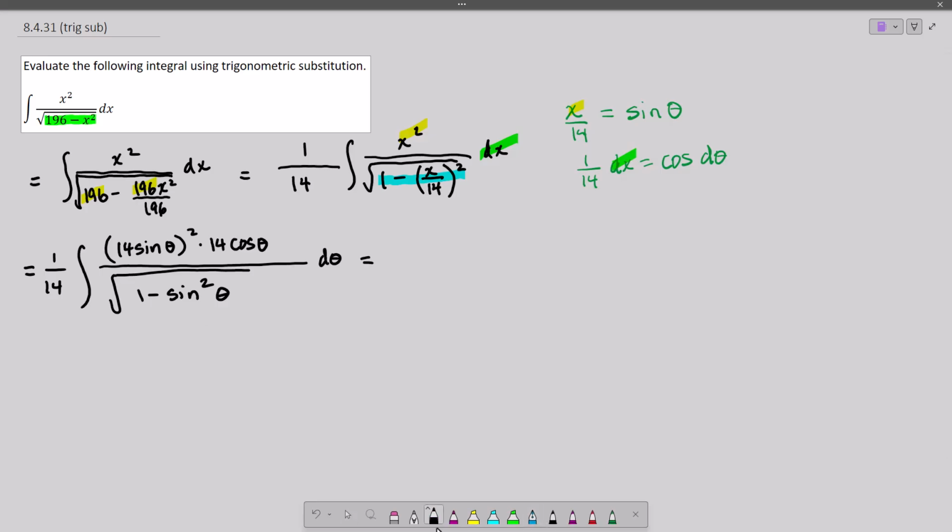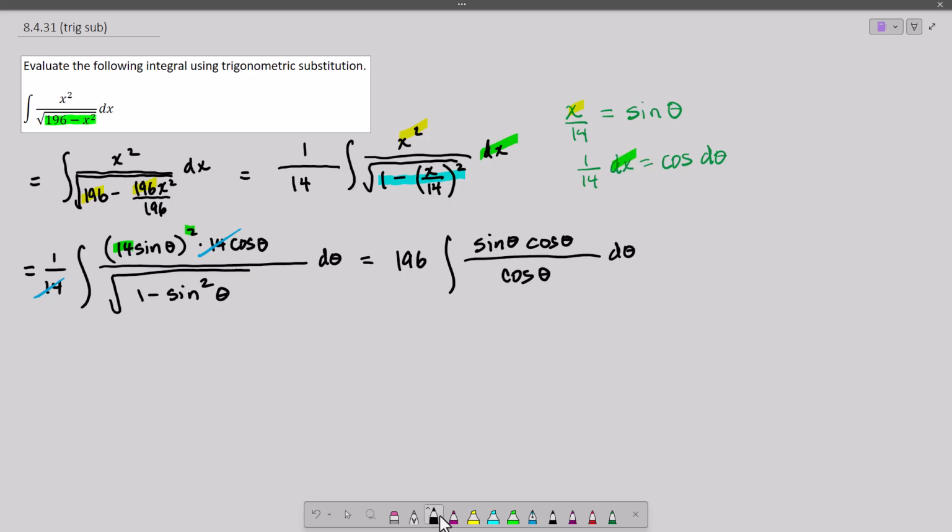All right, let's do a little simplification here. We see that that 14 cancels with that 14. We are going to have a 14 squared on the outside, which is 196. And in the numerator, we have sine times cosine. In the denominator, we have the square root of cosine squared, which is cosine.